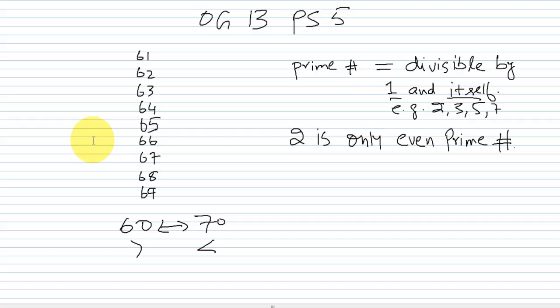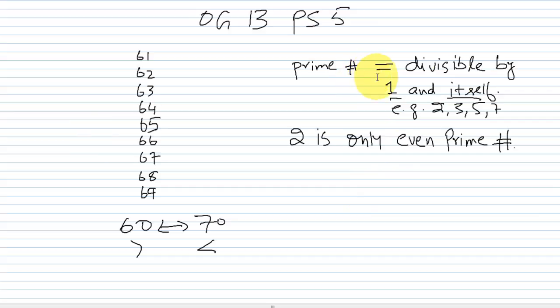In this problem, we are asked to calculate the sum of prime numbers between the number 60 and 70. Anything greater than 60 and less than 70. Before I get into the problem itself, let's look at what a prime number is.